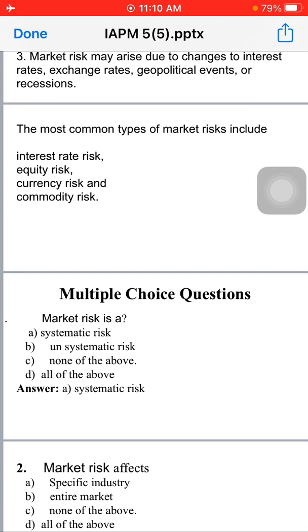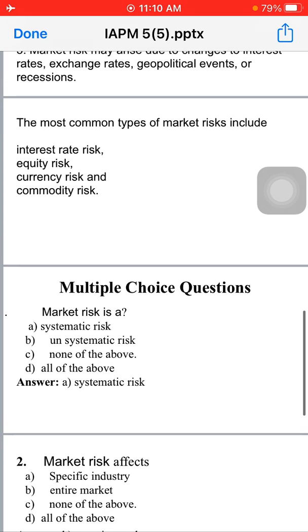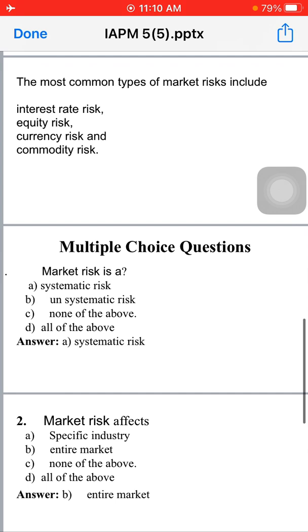Market risk affects specific industry, entire market, none of the above, all of the above. We know market risk is inevitable. Market risk will happen. You like it or not like it. So, market risk affects the entire market. So, the answer is option B, entire market.